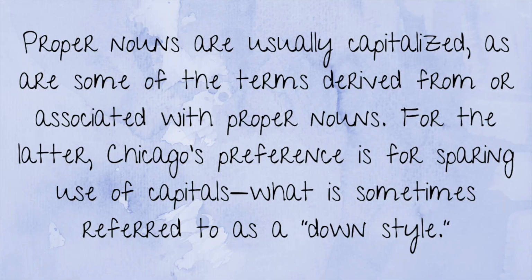Now, I printed out here some quotes from Chicago. The Chicago Manual of Style is the style guide that we use for our fiction. So this is Chicago's preference for capitalization. Proper nouns are usually capitalized, as are some of the terms derived from or associated with proper nouns. For the latter, Chicago's preference is for sparing use of capitals, which is sometimes referred to as down style, and that is from CMOS 8.1 if you have the Chicago Manual of Style and are interested in looking that up.